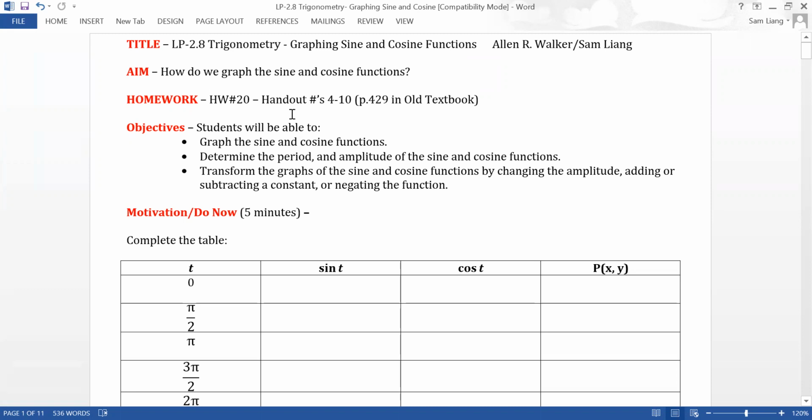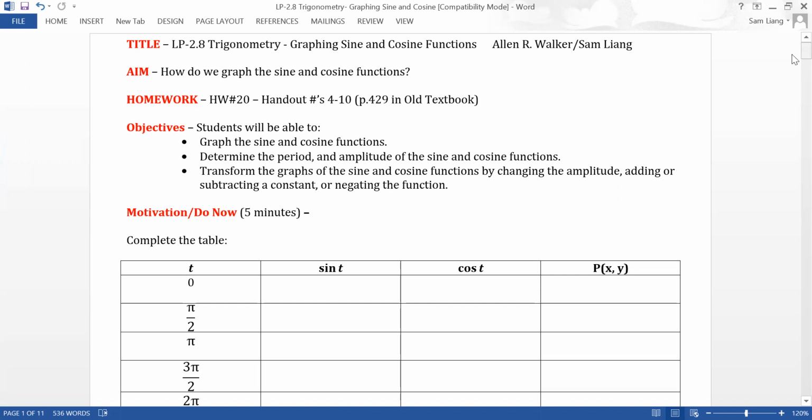All right, for your objectives, we're going to graph these sine and cosine functions. We're going to determine the period and amplitude of the sine and cosine functions. And then we're going to transform the graphs of the sine and cosine functions by changing the amplitude, adding or subtracting a constant, or negating the function. So just an intro to the sine and cosine functions, which you've seen last year in Algebra 2. But here we're going to review it because we're going to go into more detail in pre-calc.